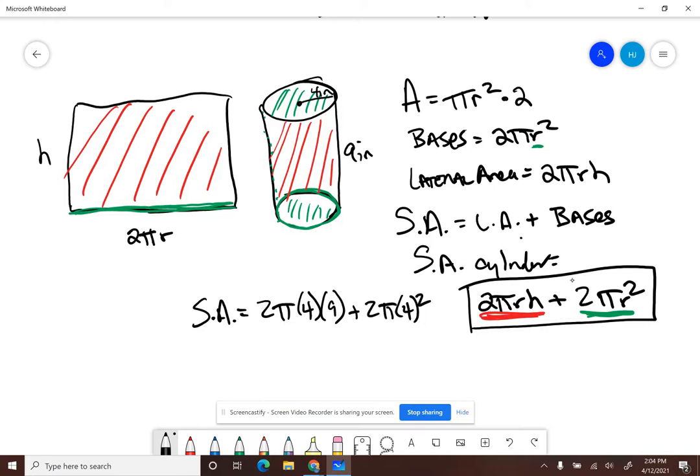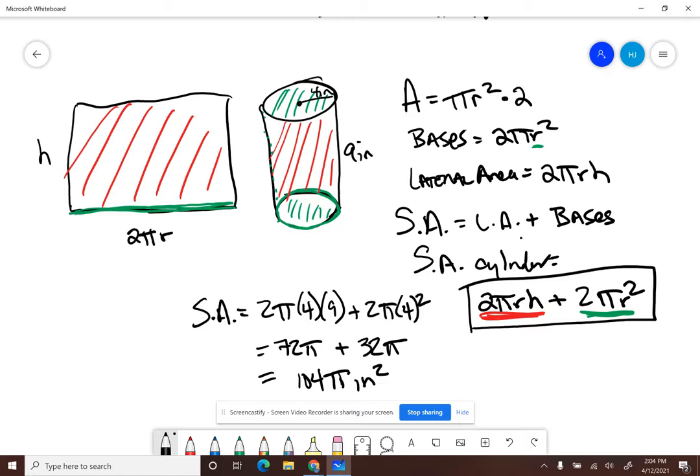So for this first part here, I would have 2 times 4 times 9. 2 times 4 is 8. 8 times 9 is 72. So this would be 72 pi. Plus 4 squared would be 16. 16 times 2 would be 32 pi. And so my final answer here would be 104 pi inches squared. Again, if I wanted to go ahead and do that math all the way out, I could, but if it tells me to leave it in terms of pi, then there would be my answer, okay?